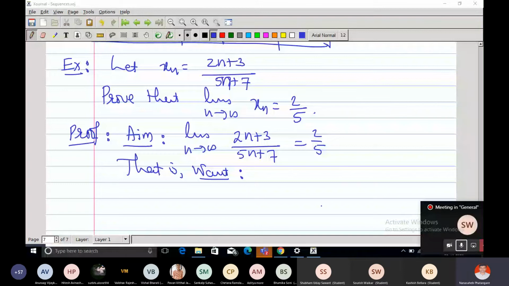Okay, so what we want. Sir, can we do this by multiplying by 1 and then writing 1 as n into 1 upon n, and using it to solve the given expression? Can we do that?